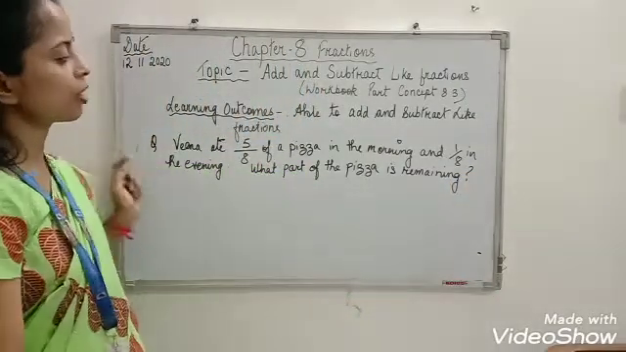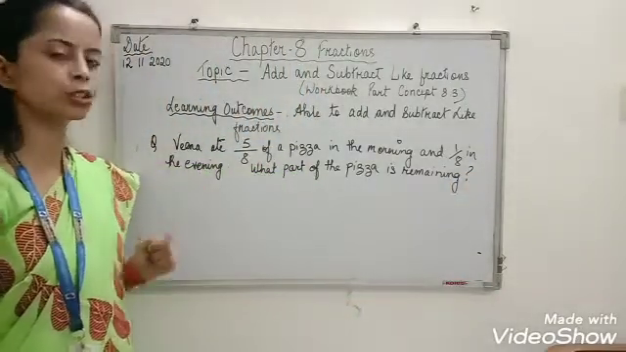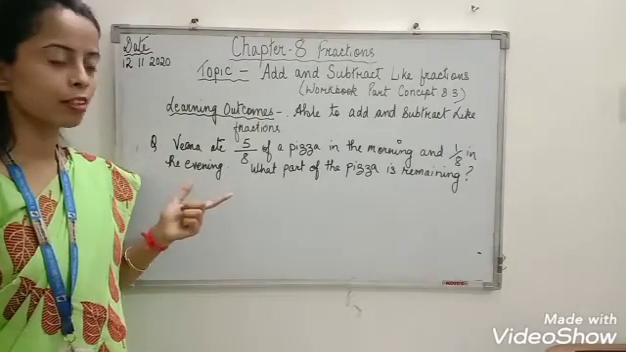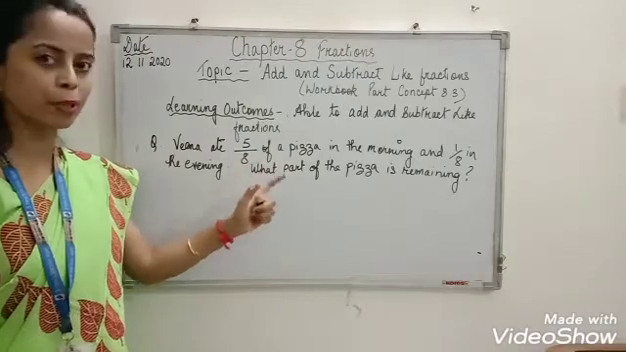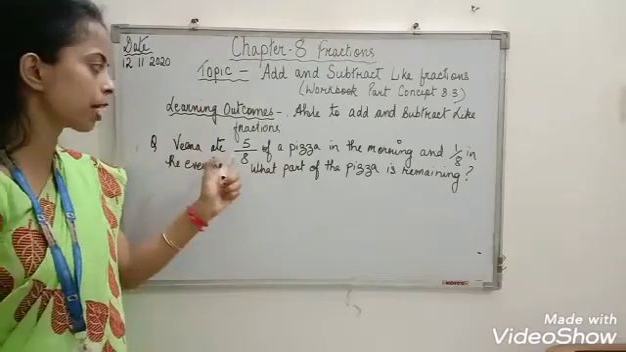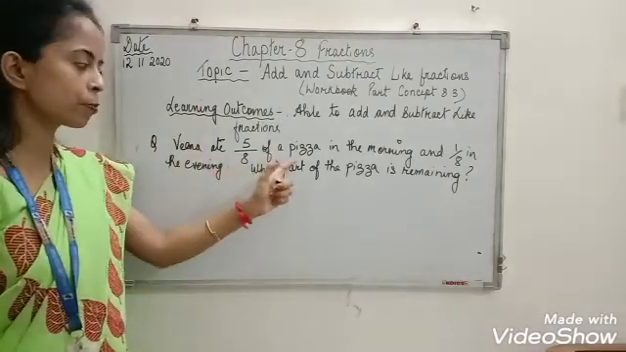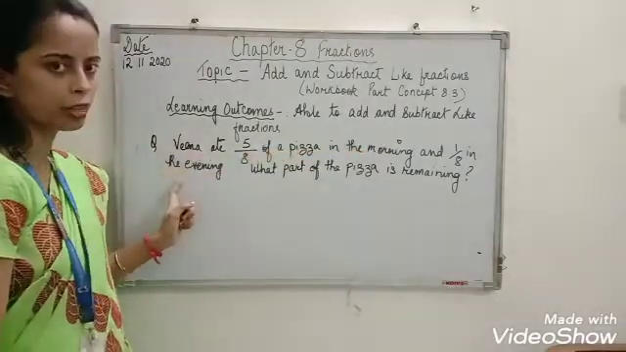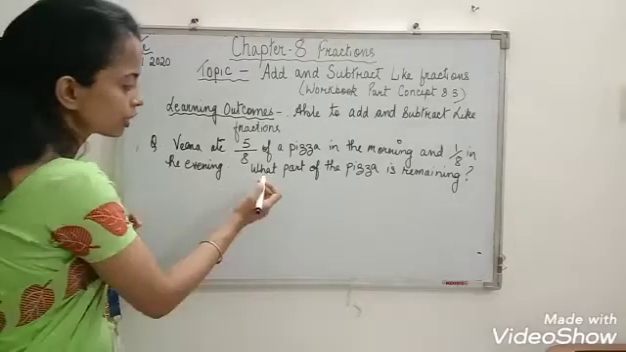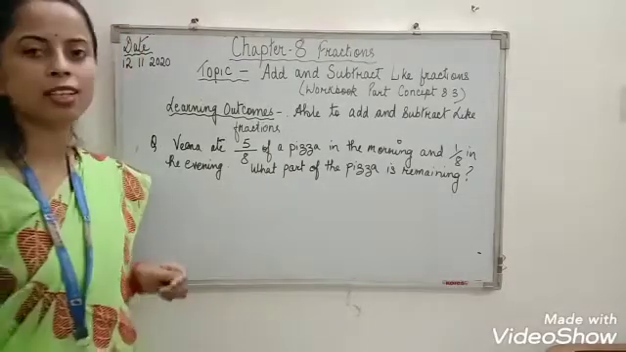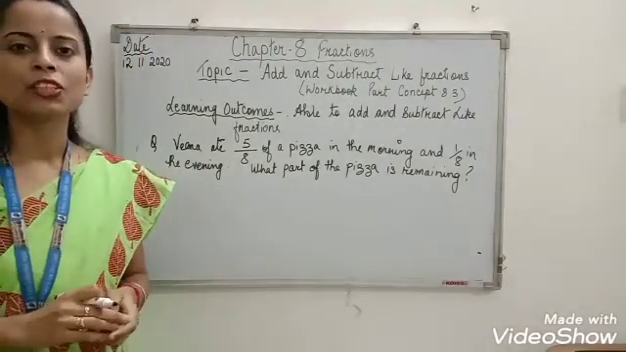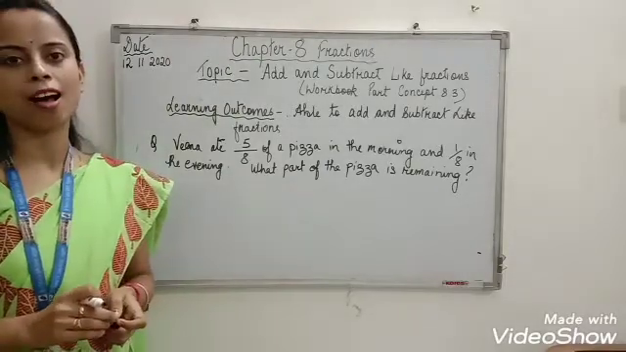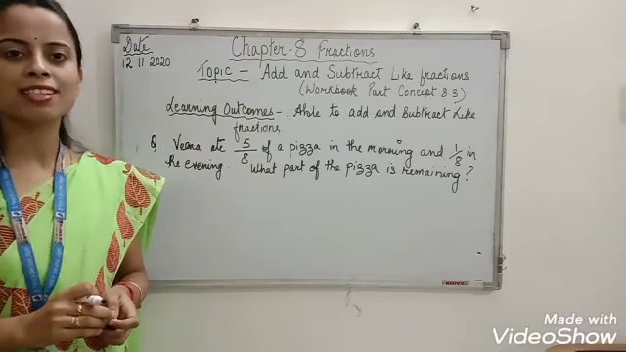So children, how are you going to find out? What is the question? Veena ate 5/8 of a pizza. From a whole pizza, Veena ate how much? 5/8 of a pizza in the morning, and 1/8 in the evening. Question is asking what? What part of the pizza is remaining? So, children, tell me how you are going to find out the remaining part of the pizza.